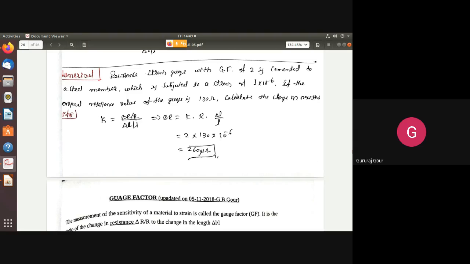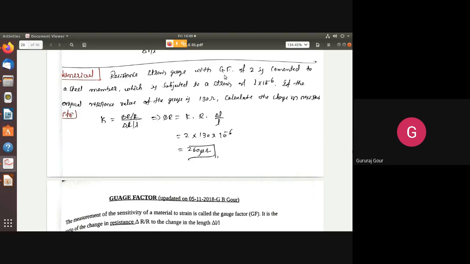Normally such simple problems will be asked in context with the derivation. They may ask you to derive an expression for the gauge factor, no? Then they will also ask some 2 to 3 marks, such simple problems. So what else has he given?